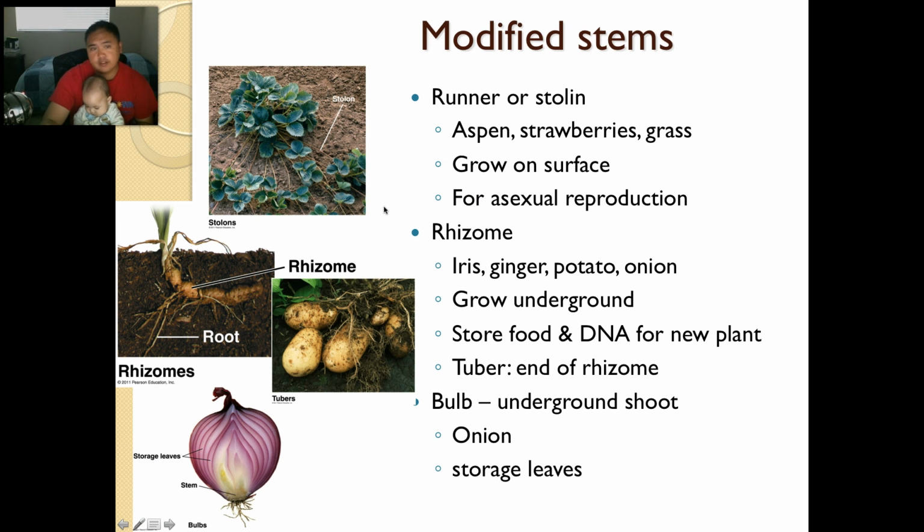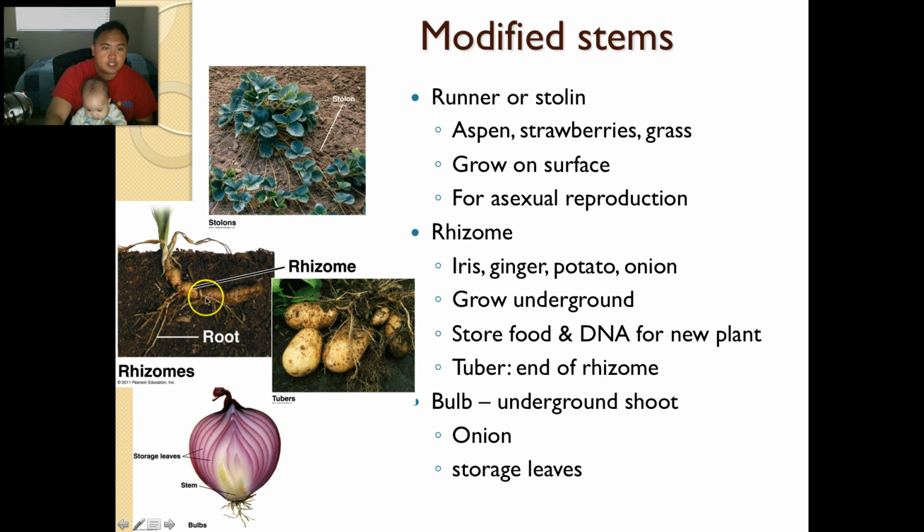Some stems are different depending on the plant. Some are called runners or stolons, thinking about aspens, strawberries, grass. These stems grow on the surface and they're for asexual reproduction. That's why they call them runners. So here's one right here. These are modified stems. They grow on the surface, so this is a stem, but they're more on the ground. They're called runners because they go across and grow on the surface of the ground so they can reproduce.